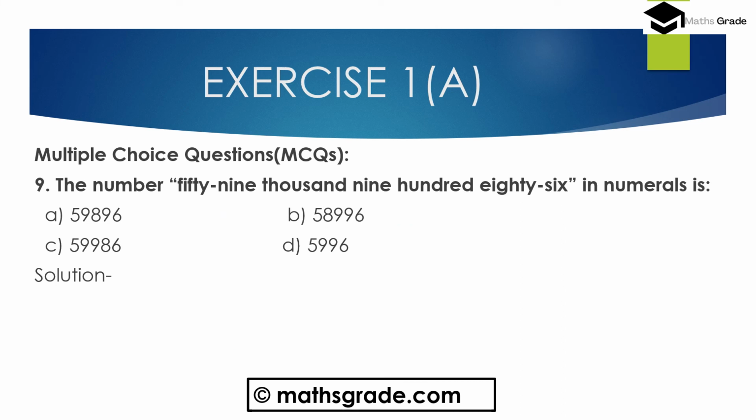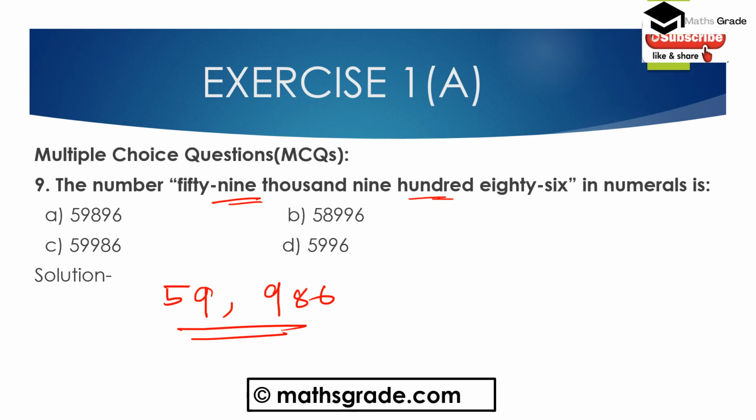Now question number 9, multiple choice question. The number 59,986 in numerals is 59,000. 5 is in the 10,000 place, 9 is in the 1,000 place. 59,986. This is the number. So option C is the correct option. So the number 59,986 in numerals is option C, that is 59,986.